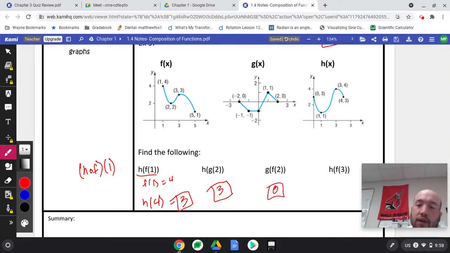And our final one, we start with the inside, right, f of 3. So we look on here at 3, the output is 3. So we take that 3 and plug it into h, and we get an output of 4.